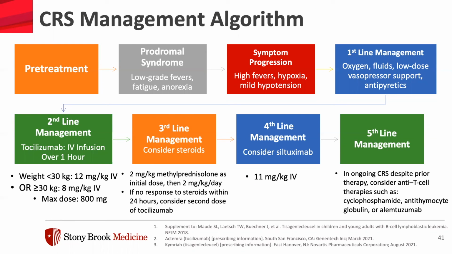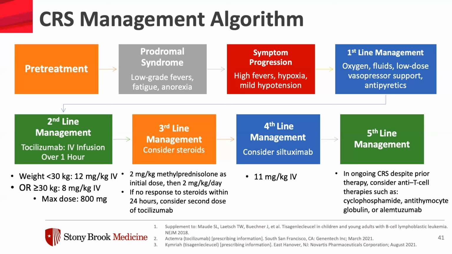So we want to pre-treat these patients who receive this CAR T cell therapy with acetaminophen and diphenhydramine, an antihistamine, as well as monitor for any prodromal syndromes or symptoms such as low-grade fevers, fatigue, anorexia. We want to observe these patients at that point and try to rule out any infection, maybe get some surveillance cultures or empiric antibiotics if they have febrile neutropenia. But mainly, initially, we're providing symptomatic support. So we can provide some oxygen, fluids, low-dose vasopressor support if there's more severe hypotension, or antipyretics for the fevers.